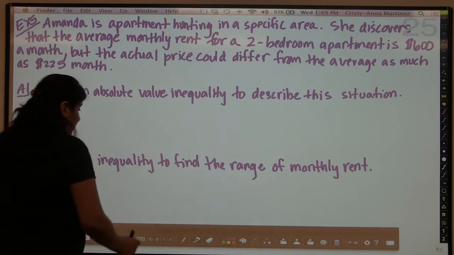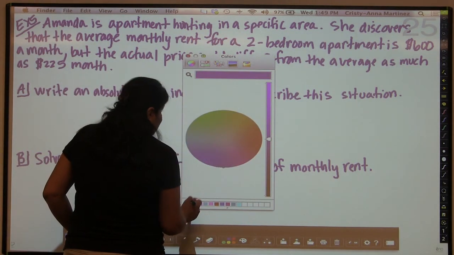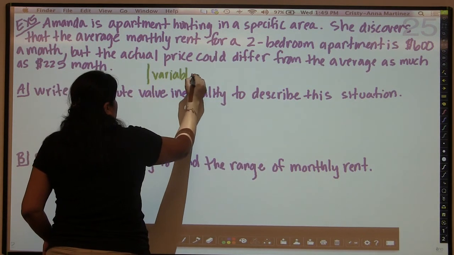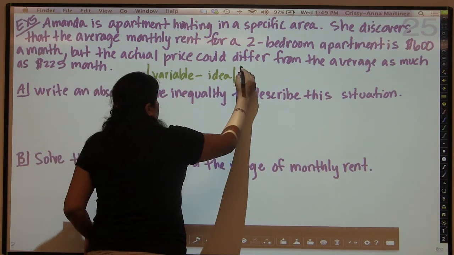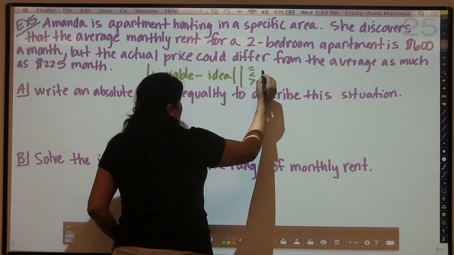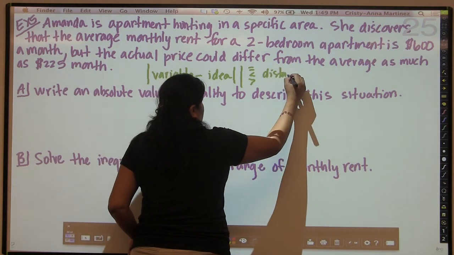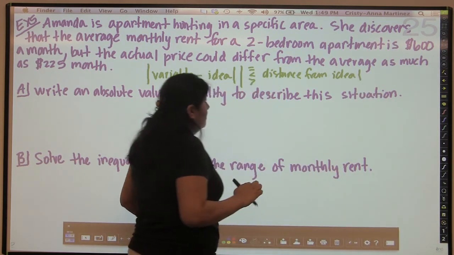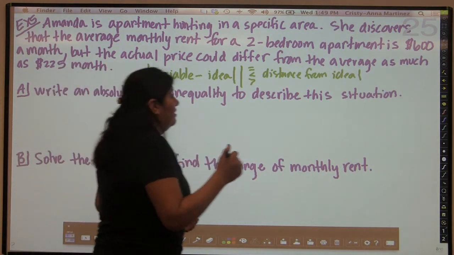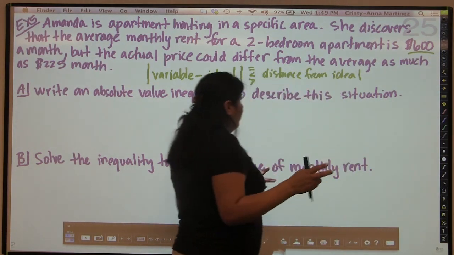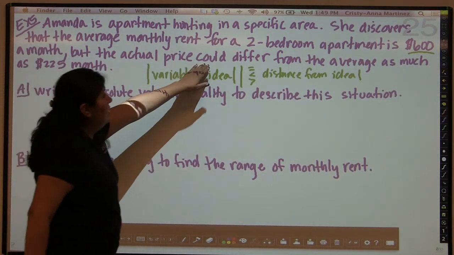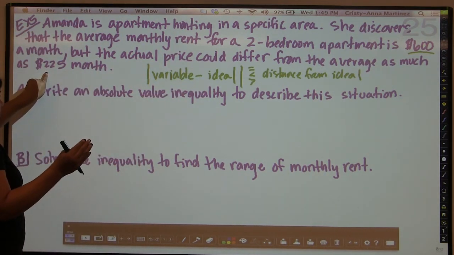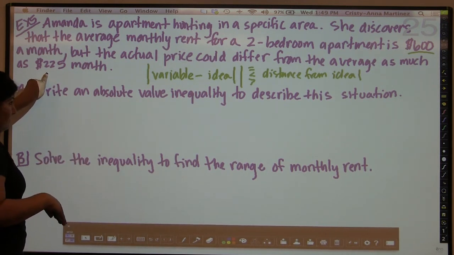I want to remind you guys, we talked about this before in a previous lesson, that you want to have variable minus the ideal, and it can be equal to, less than, greater than, whatever, the distance from the ideal. And from this problem, we can already see that the ideal is that the 2-bedroom apartment is $600 a month. And as far as the tolerance, or the distance from the ideal, it says that it could differ by as much as $225 a month. So it could be above 600 by 225, or it can be below 600 by 225. So it's not going to be very hard.